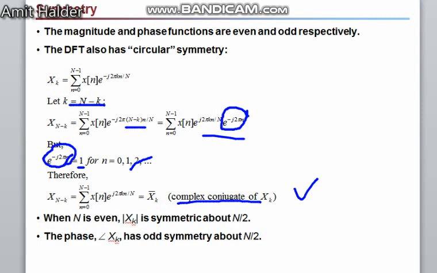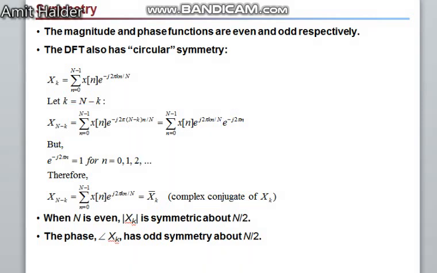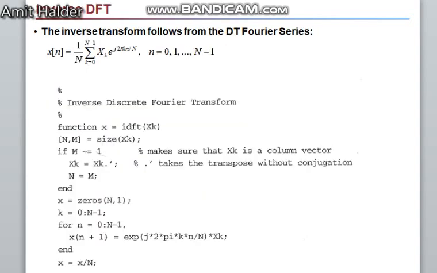When n is even, the magnitude is symmetric about n by 2. The phase of xk has odd symmetry about n by 2. So when you get odd symmetry, you get the phase. When you get even symmetry, you get the modulus, that means the absolute value. That's the thing.